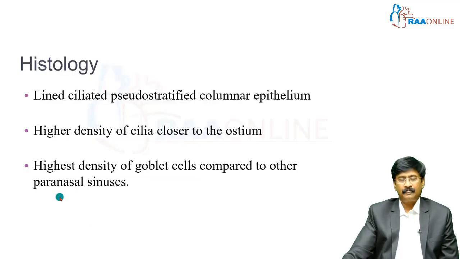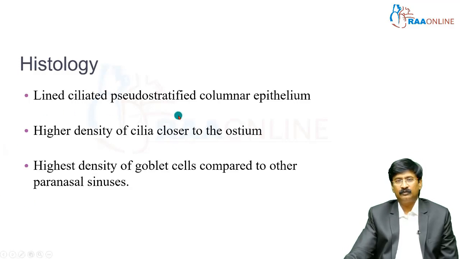So, how is the maxillary sinus lined? Usually, it is lined by ciliated pseudostratified columnar epithelium, and you have more cilia in closer relation to the ostium, that is your maxillary sinus opening. And this has the highest density of goblet cells when compared to the rest of the sinuses. So, you have a comparative increase in secretions in this sinus.